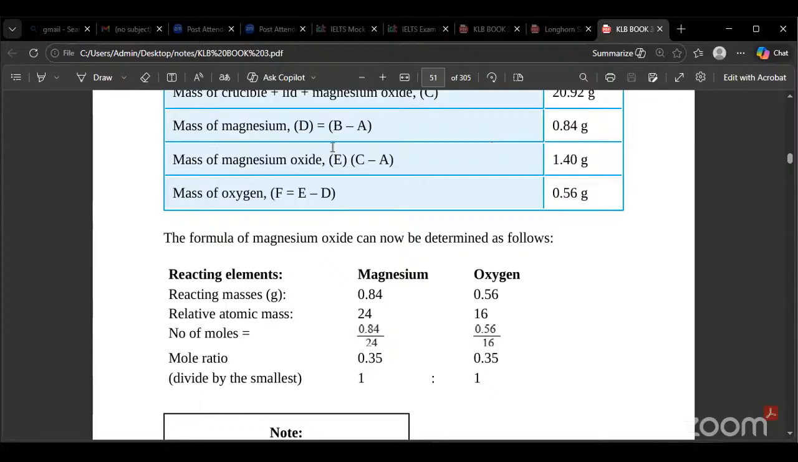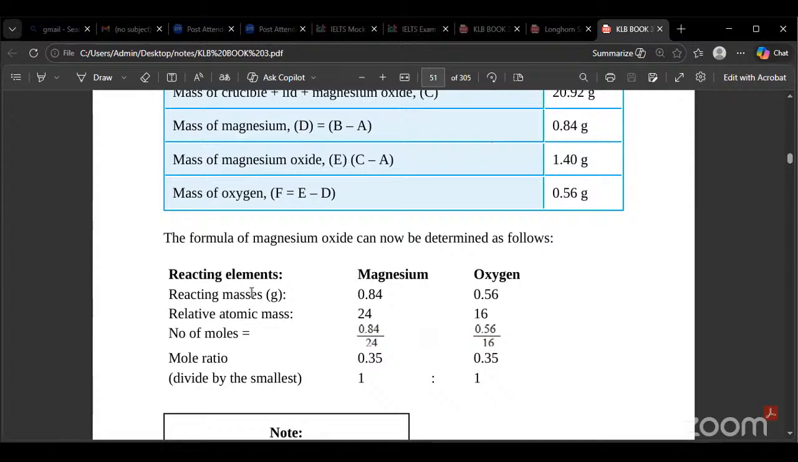So for example, we have found the mass of magnesium, but we don't have the mass of oxygen. Somebody will ask, there is no mass of oxygen. But remember, the magnesium oxide, this one is oxygen. So you subtract your magnesium from your oxide. That is why we are saying it is E minus D, and then you get the mass of oxygen. Once you have those masses, we go now to our formulas. We'll do more examples. There's no problem.